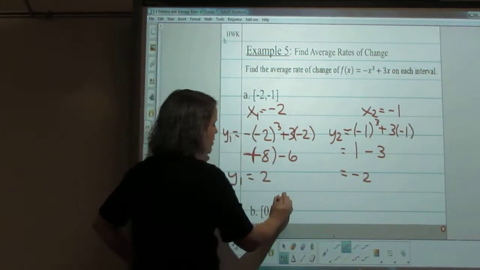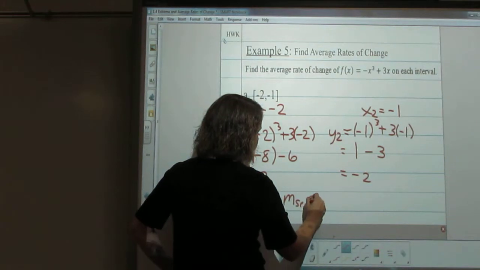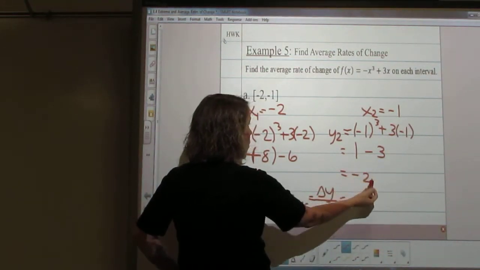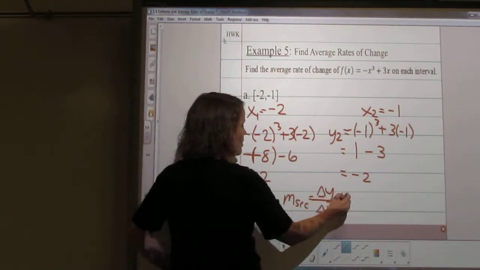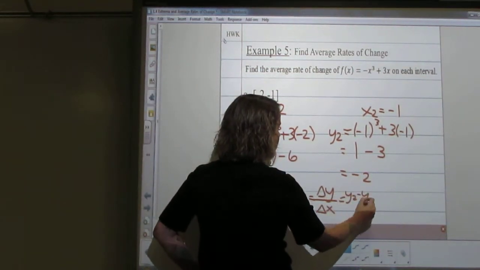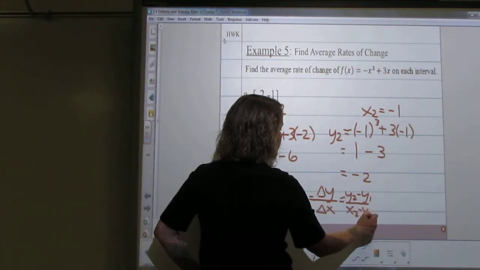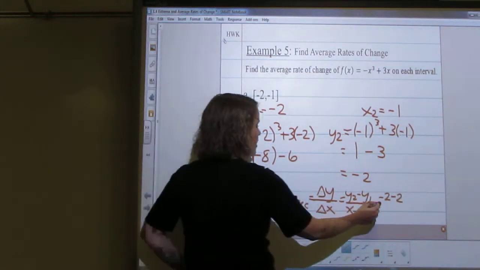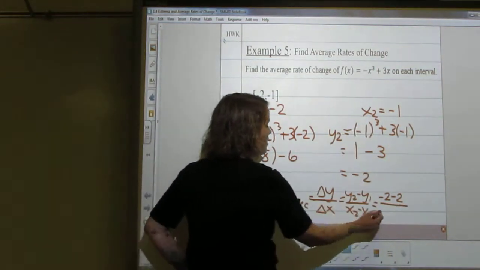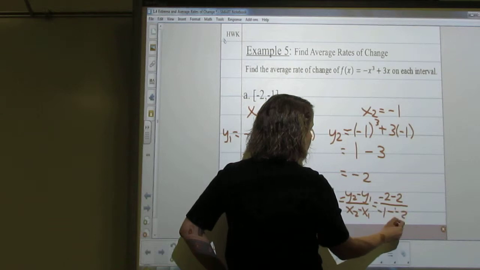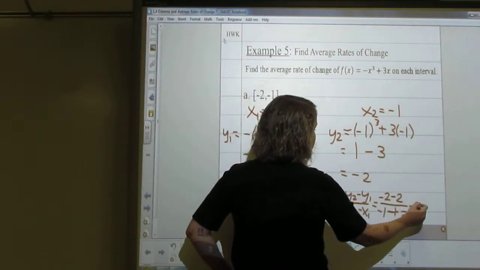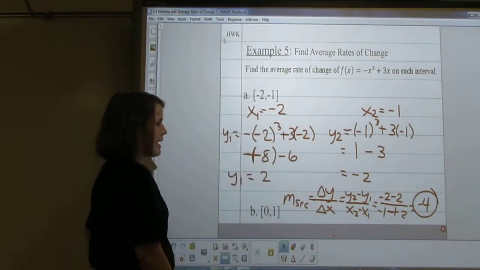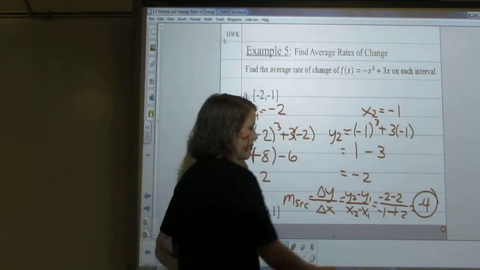Now to do our slope of our secant line, it's the change in y over the change in x, so that's going to be y2 minus y1 over x2 minus x1 equals -2 minus 2, right? Divided by -1 minus -2, so it's going to be a plus there. So we're going to have -4 over 1. So our slope for our secant line is going to be -4.